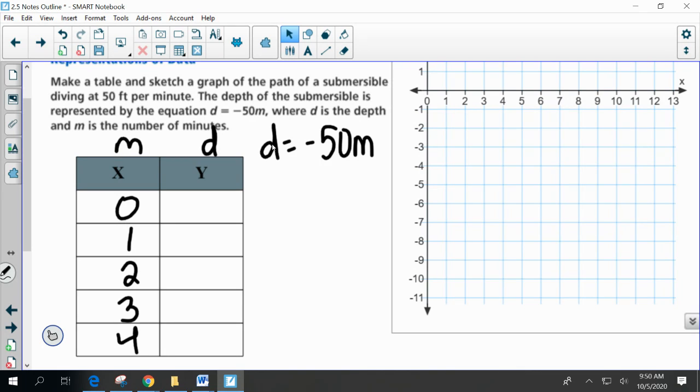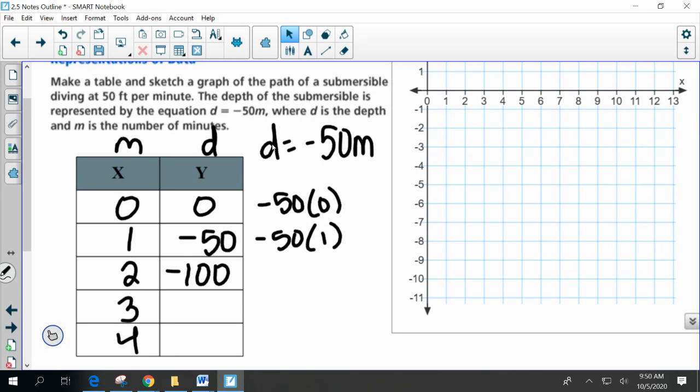So then we're going to plug in our numbers. So -50 times 0 would just be 0. -50 times 1, -50. -50 times 2, -100, and we're just going to keep going down by 50. Where do you get the 0, 1, 2, 3, and 4? So I can't start at -2 like I did last week because I can't have -2 minutes. So I'm going to start at 0 minutes and just go up by a minute each time.